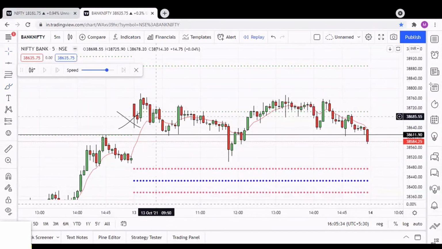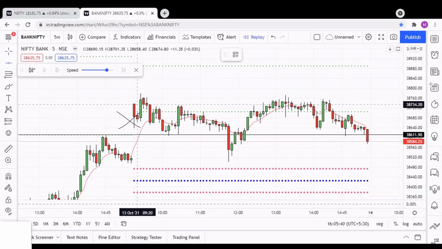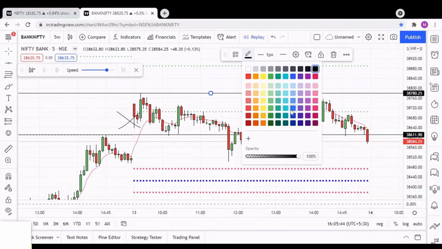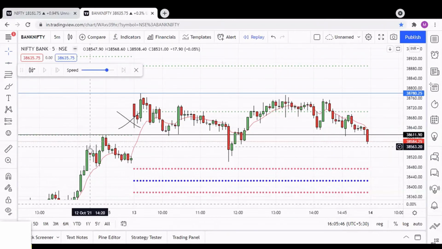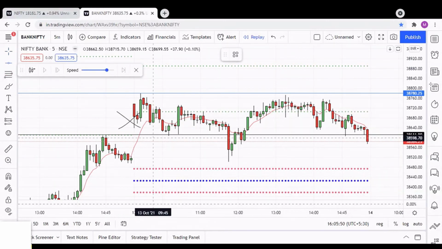The market went almost sideways for the first 1 hour, so let's mark the initial balance high and initial balance low. This is initial balance high and this initial balance low. This initial balance low is almost with the PDL.